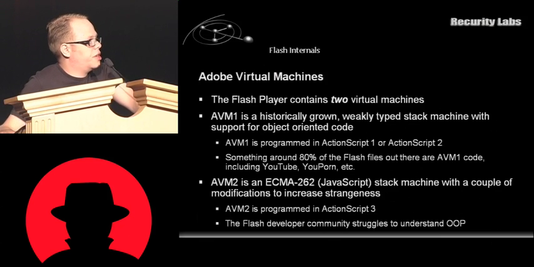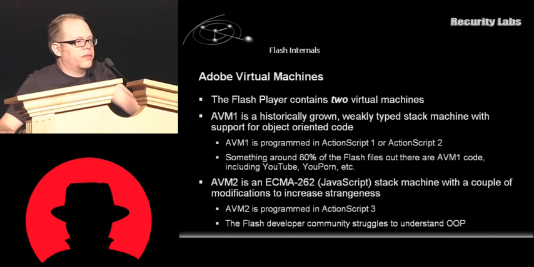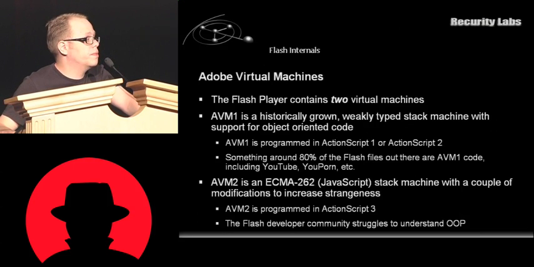AVM 1 is historically grown. We're going to go into the history a little bit. It's a weakly typed stack machine with support for object-oriented code. It's programmed in something that's called ActionScript 1 or 2. And something around like 80% of the stuff on the internet is still AVM 1 code.